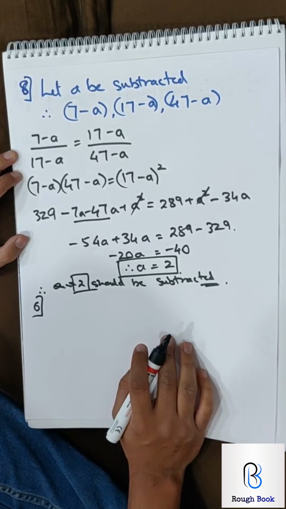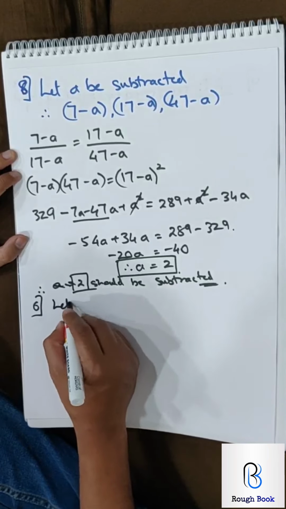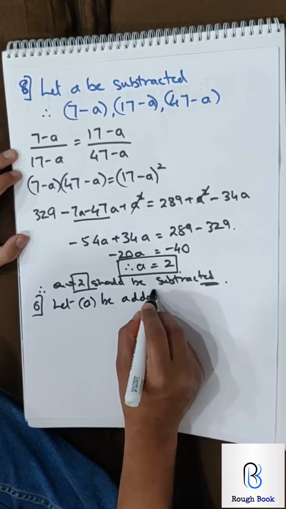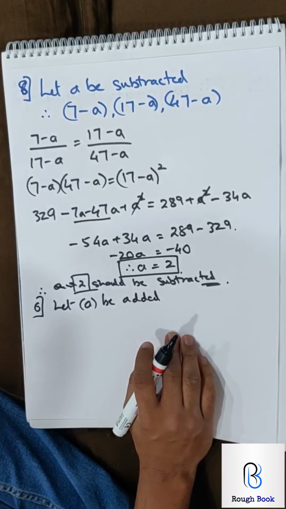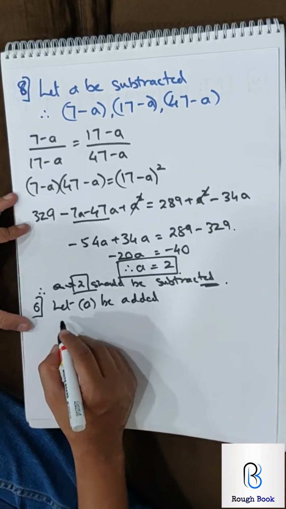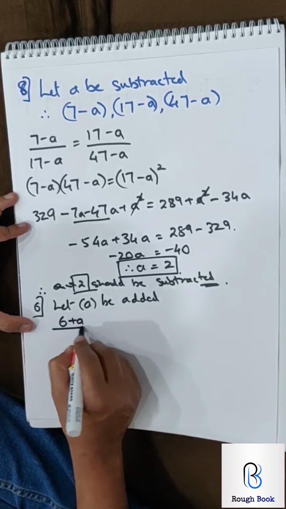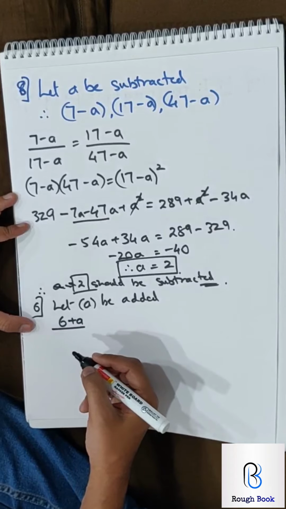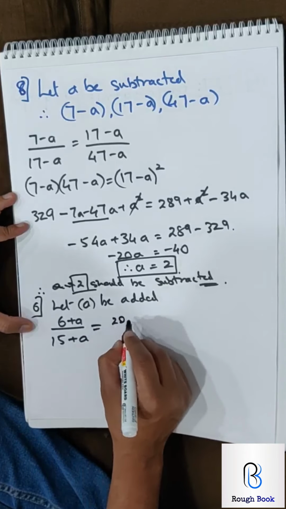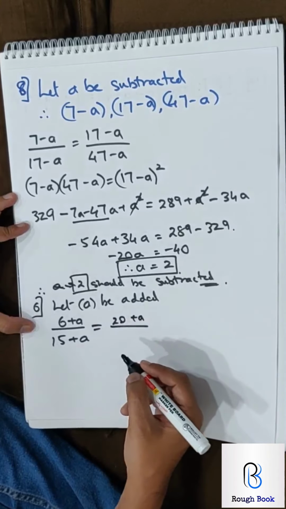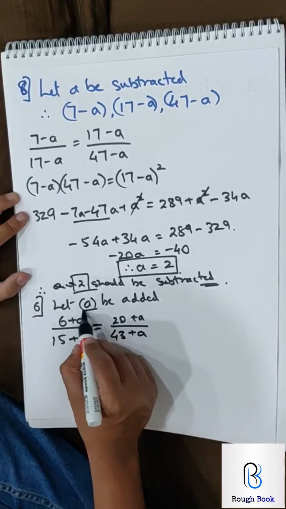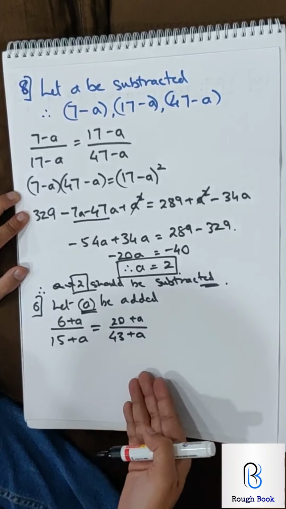Exactly similar is sum number 6. What should be added? So you will say let a be added to the numbers 6, 15, 20 and 43. So when we add, 6 plus a, 15 plus a, 20 plus a and 43 plus a. Your target is what should be added. So pause the video, try it, get your answer.